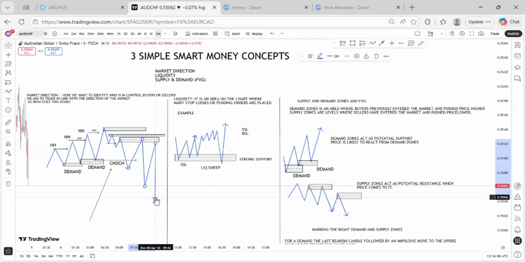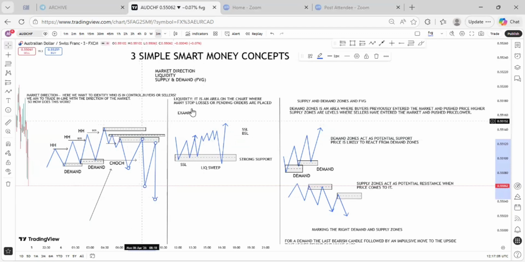So in a nutshell, it's important to understand who is in control of the market per time. When you come to the market, outline your levels, draw your levels, and try to understand this market: is it buying or is it selling? Because your aim is to trade in line with that particular structure per time. So I hope this is clear.